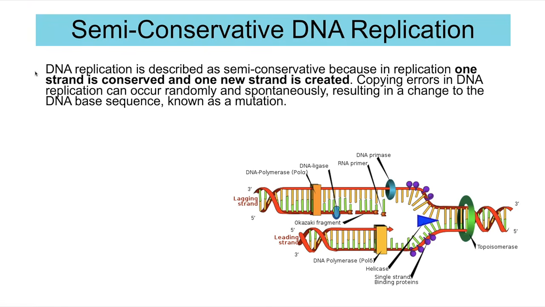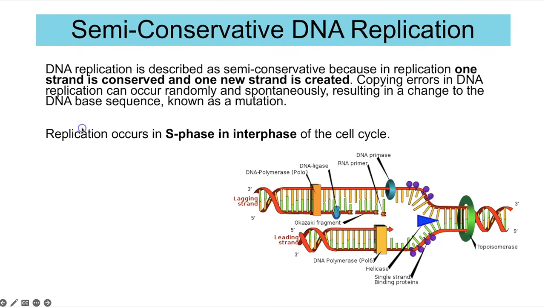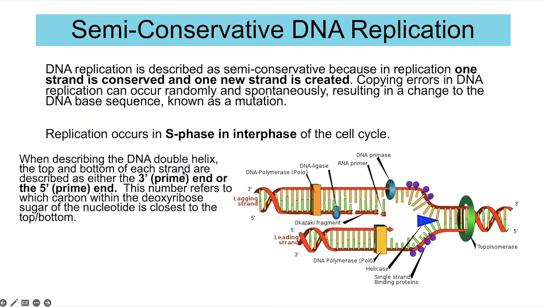It's in this stage that mutations could occur because sometimes copying errors do happen in DNA replication, and they are random, spontaneous, and that would result in a change to the DNA base sequence and therefore it would code for a different amino acid potentially. But we're going to come on to that right at the end of the video. So this happens in S phase of interphase of the cell cycle.